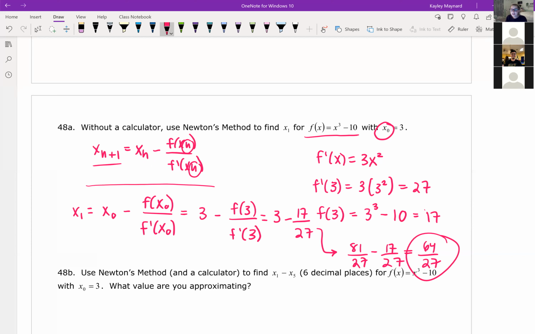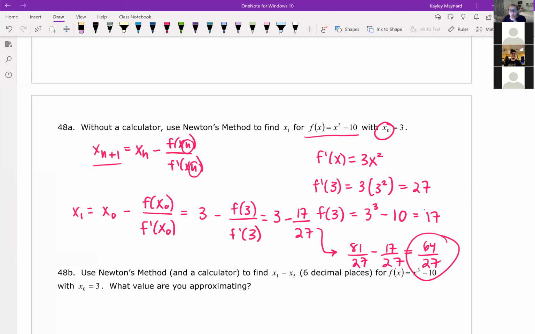And let's say that they asked you to also compute x2 by hand. You would do the exact same thing, except now you'll use what you just calculated for x1. So Newton's method is not terrible. It's the same formula, and you just repeatedly do it.